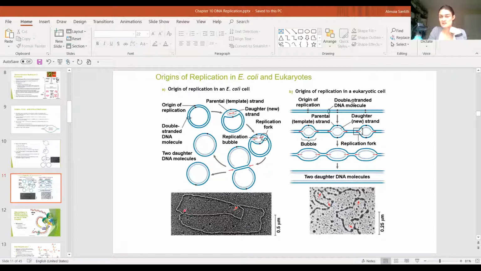With eukaryotic cells, our DNA is linear. It's not circular, it's linear. And it's a lot longer usually. And so we have multiple origins of replication. So multiple replication bubbles open up, and they basically merge into each other, aiding each other and helping the DNA replication process go by faster until we have two daughter DNA molecules.